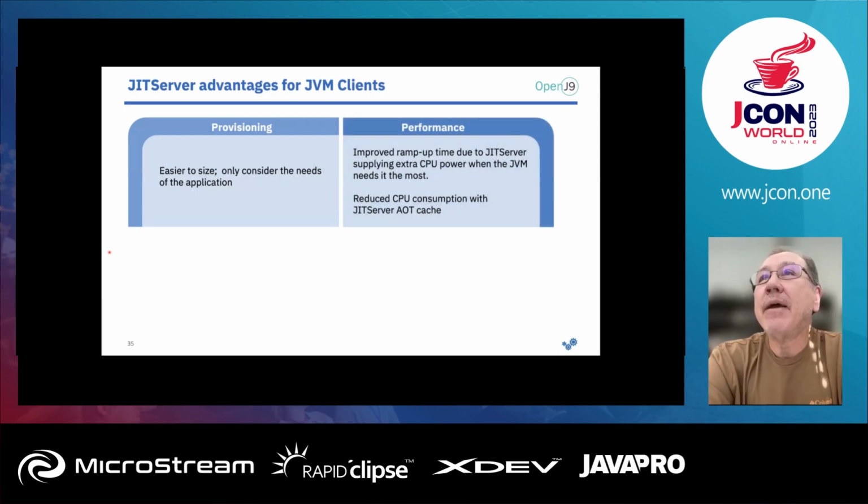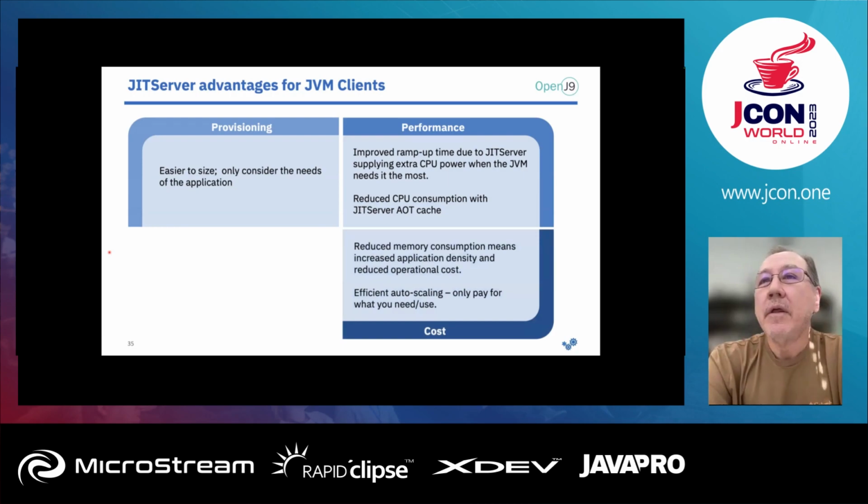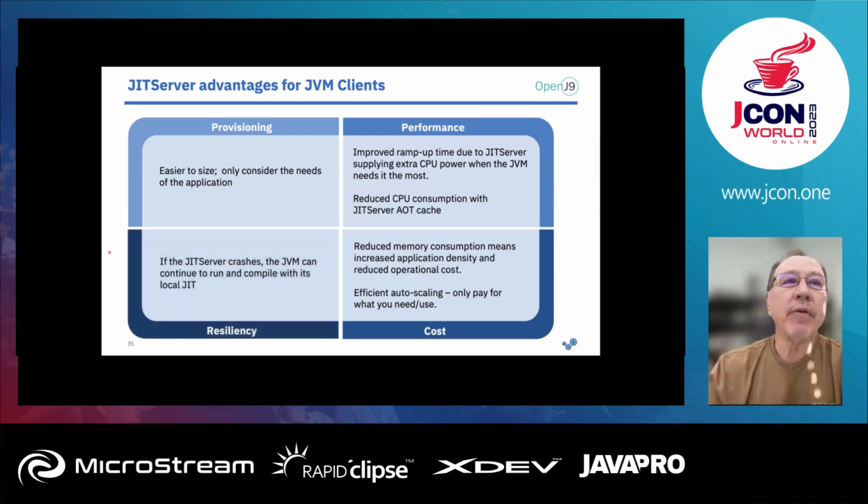Performance, we're going to get that ramp-up time sped up because the JITServer is going to basically offload all that CPU power that's needed. It's going to be handled there, not from the client JVM. And with reduced resources, you're obviously going to save costs, right? So we're going to have smaller container sizes, and we're going to have more efficient auto scaling. So we're only going to pay for what we need. And it is resilient. Again, if the JITServer does go away, that communication goes away, the JVM could continue to run and compile with its own local JIT.